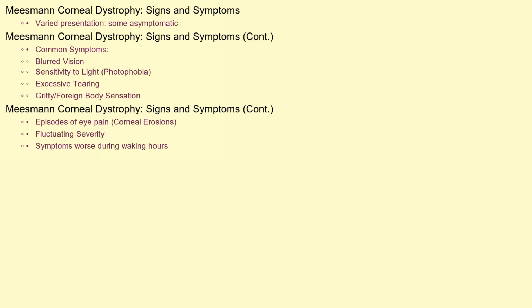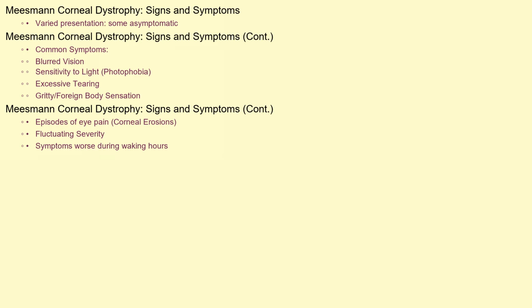The signs and symptoms of Meesmann Corneal Dystrophy can vary greatly from person to person. Some individuals may experience no noticeable symptoms, particularly in the early stages. However, as the condition progresses, common symptoms include blurred vision, sensitivity to light, photophobia, excessive tearing, a gritty or foreign body sensation in the eye, and episodes of eye pain, often associated with corneal erosions. The severity of these symptoms can fluctuate, with periods of relative comfort interspersed with flare-ups of discomfort and visual disturbance.